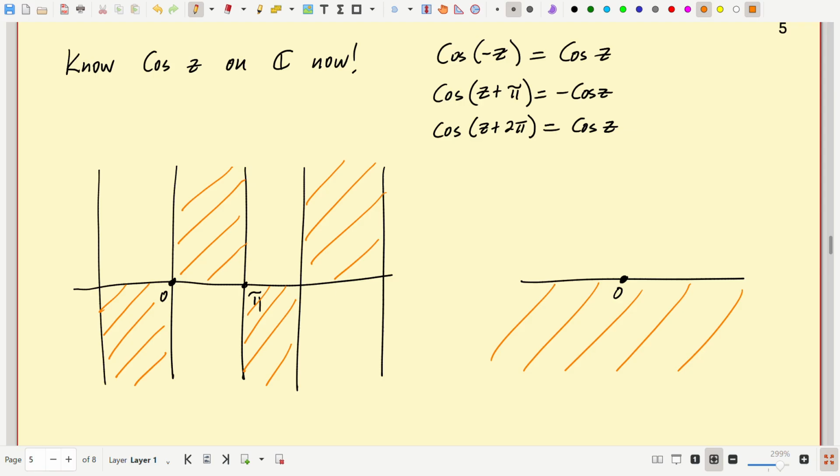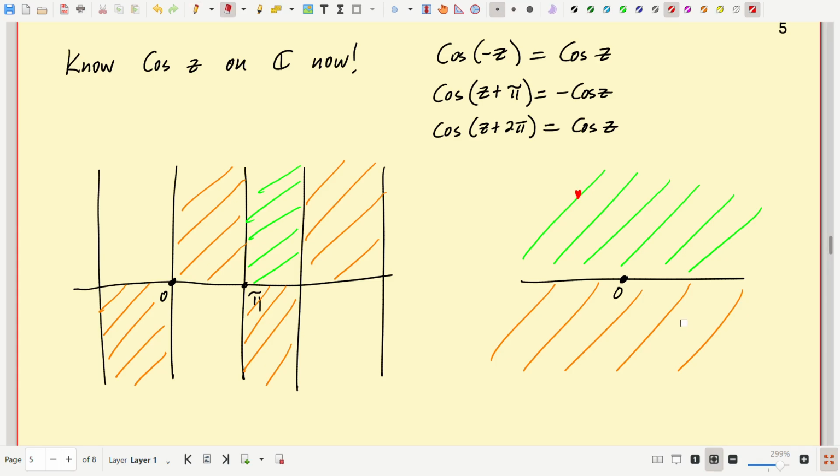And cosine of z plus pi is minus cosine of z. So when I take z plus pi, that's this region, that's minus cosine z. So that region gets mapped to minus the orange below. For example, this spot by minus z would get mapped over here. So it's not a reflection, it goes through 0 as a reflection through the origin.